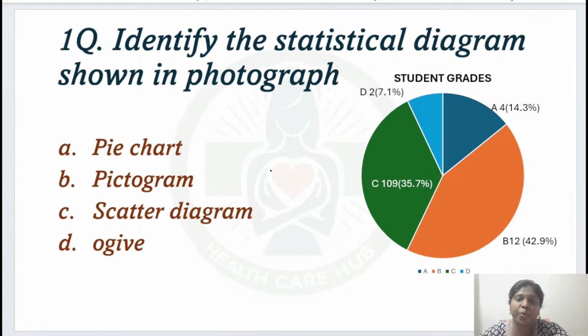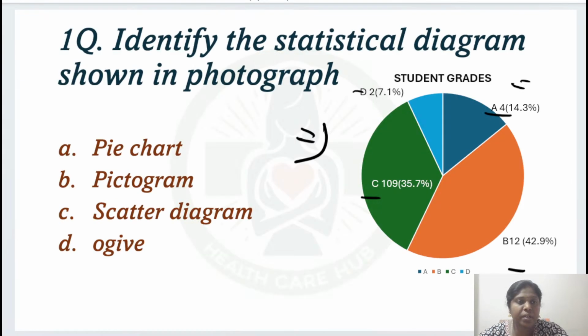So you can see the diagram over here. This is a pie chart of student grades. Here we have the categories A, B, C and D. Depending upon the students' percentage, we have graded them into that particular score, and we have presented it in the form of a pie diagram. And I will show you the other diagrams, like the pictogram and scatter diagram, one by one.